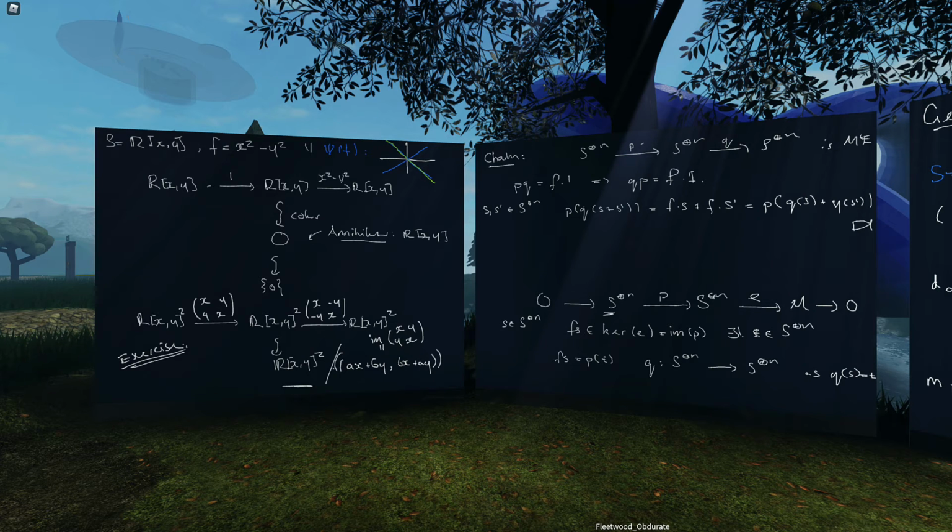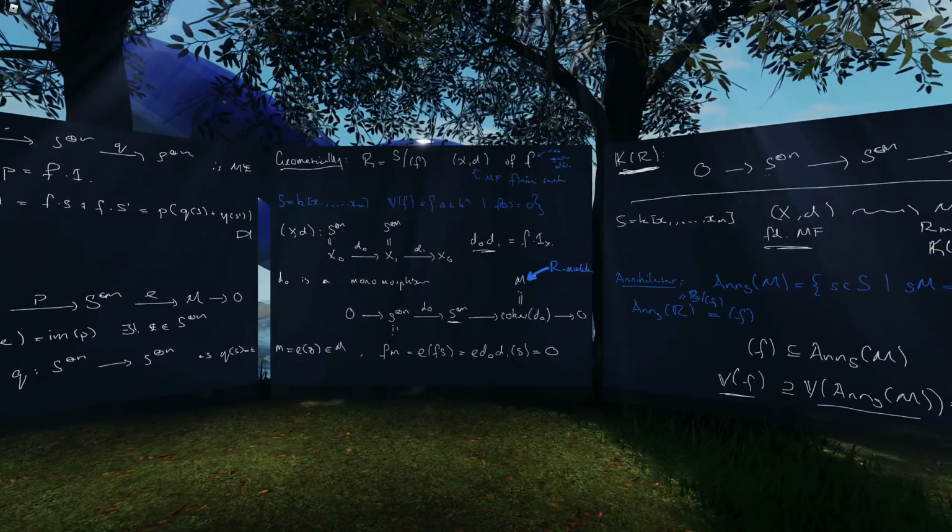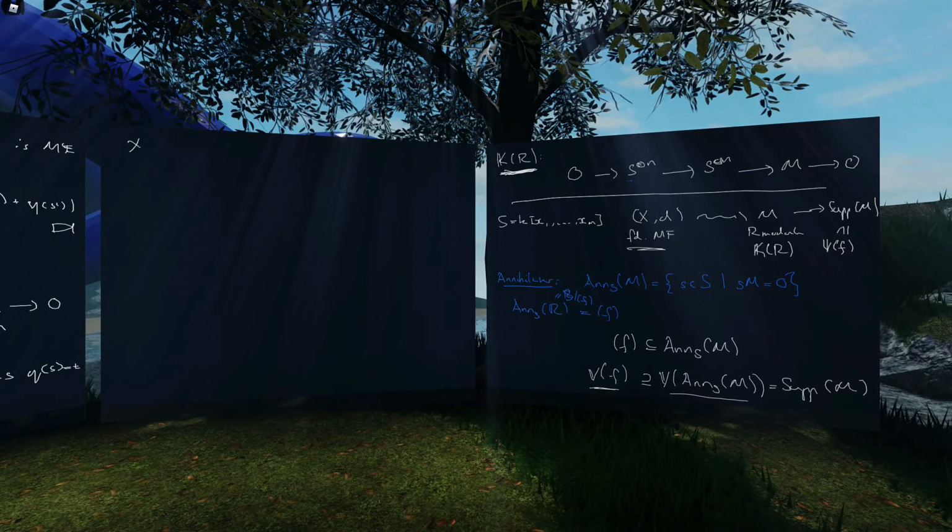Okay, so we can also show that this association sending a matrix factorization to some module in K_R, we can upgrade that to a functor by specifying how it works on morphisms, just using the universal property of cokernels. So if we're talking about matrix factorization, maybe I should just go to a new board. So go to the third board now.